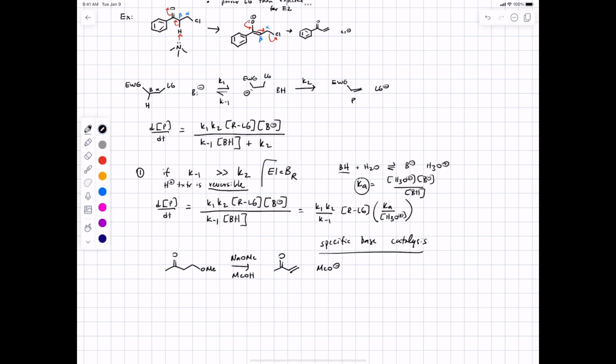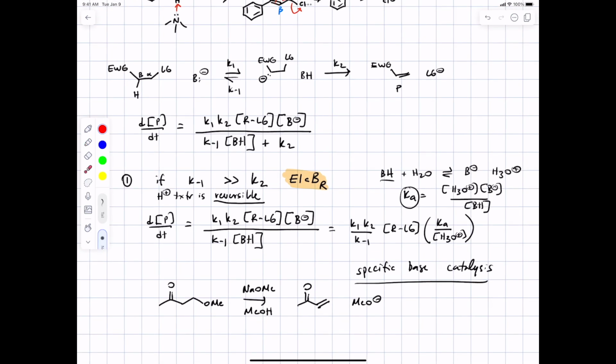We're considering a couple of different scenarios, and there's different versions of the E1CB reaction. This one is called E1CBR, where R is for reversible, and that's where the K1 step of going backwards is much faster than the K2 step. So K2 is slow, and when that happens, then this term of the denominator dominates.